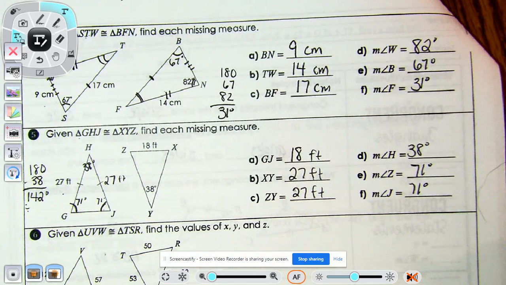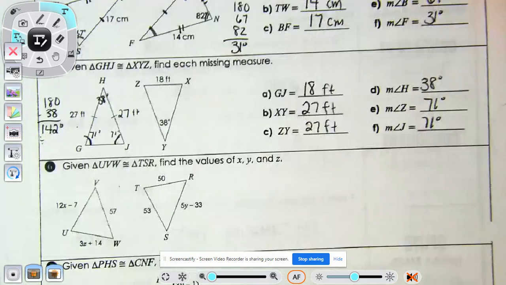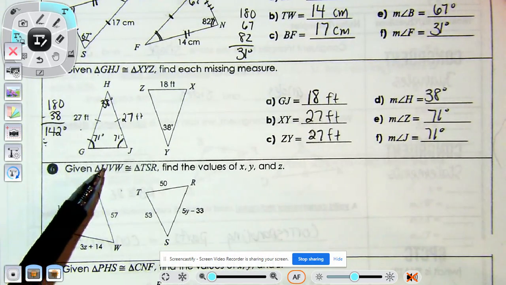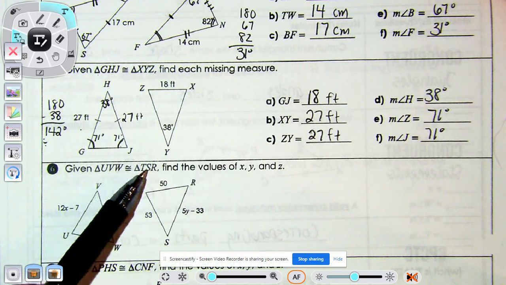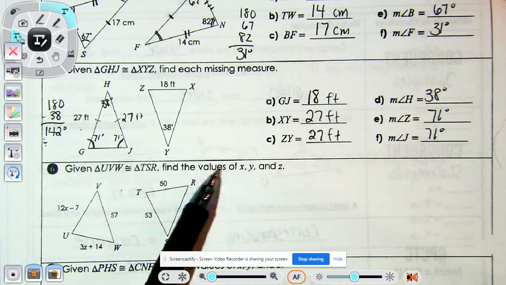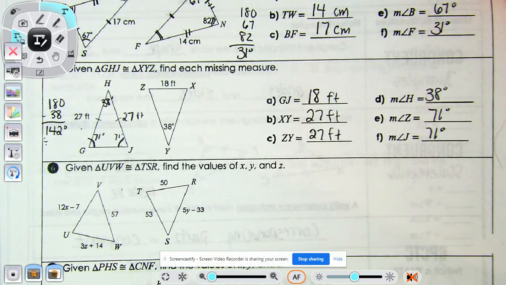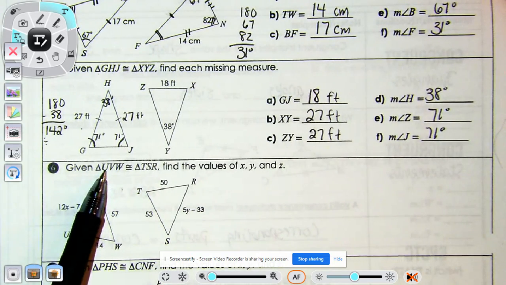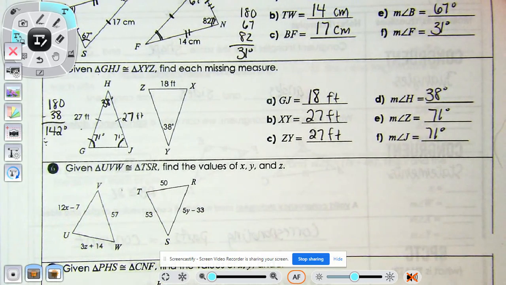All right, getting close. Looking down below, look at number 6. It says, given that UVW is congruent to TSR, find the values of X, Y, and Z. So what we're going to be doing, remember this congruency statement tells me what sides are congruent. So if they're congruent, I'm going to be able to set those equal to solve for our missing variables.